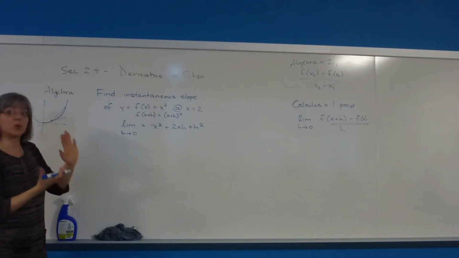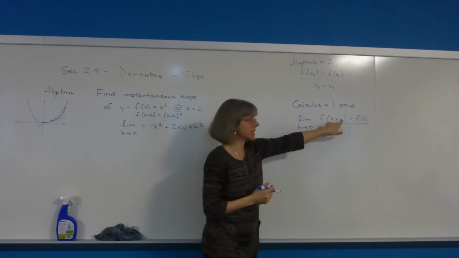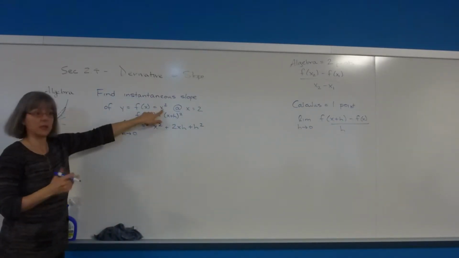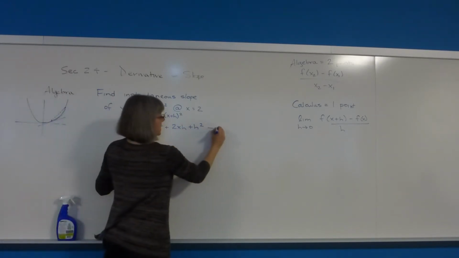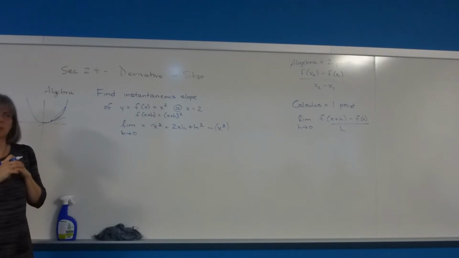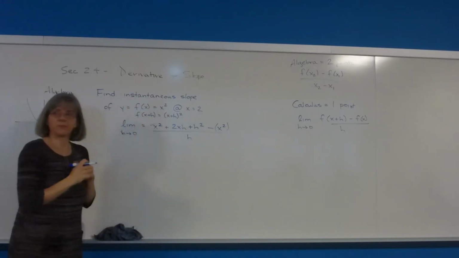And now I need to subtract. So I've done this part here. I've got the limit written. I've got f of x plus h written. Now I need to subtract f of x. Well, what is f of x? x squared. Okay, so minus x squared, and I'm just putting parentheses there. We don't need to this time because it's so simple, but just to remind you to do that if it's more complicated. And then divide the whole thing by h.